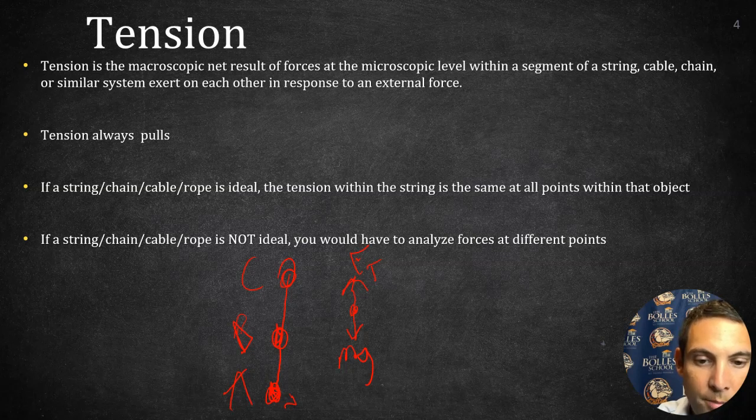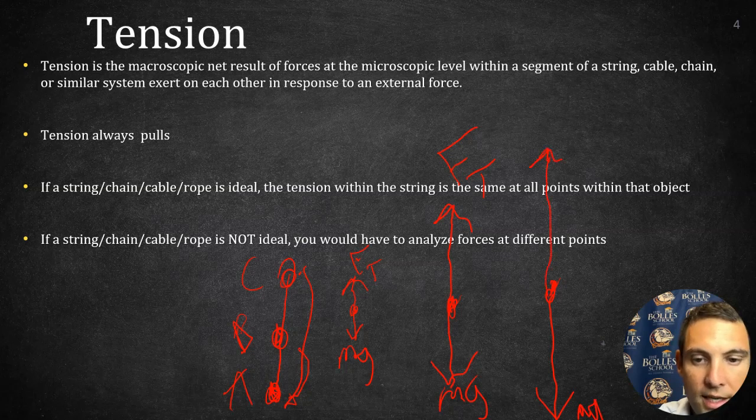Move up to point B. Now we have more rope hanging down, which means we have more weight. And of course we're in equilibrium, so that means we have more tension. At point C, we have all of the mass for the entire rope, so that's a much larger mg, and of course an equally larger tension.